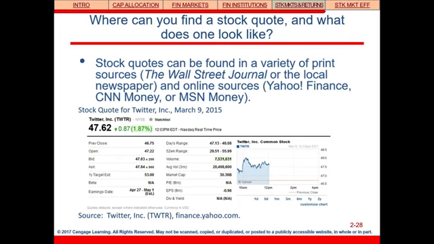And this one here shows you where you can find the stock code, the price, and what it looked like. So stock codes can be found in a variety of print sources, for example, the Wall Street Journal, or the local newspaper, or online sources like Yahoo Finance, Amazon, or Google Finance. So this is an example of the stock code for Twitter in 2015. And you can see this is the stock price. It increased about 1.87% on that day.